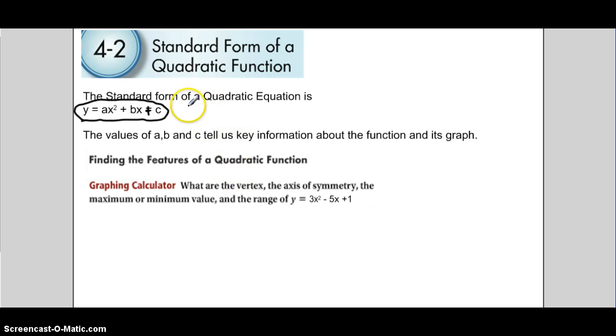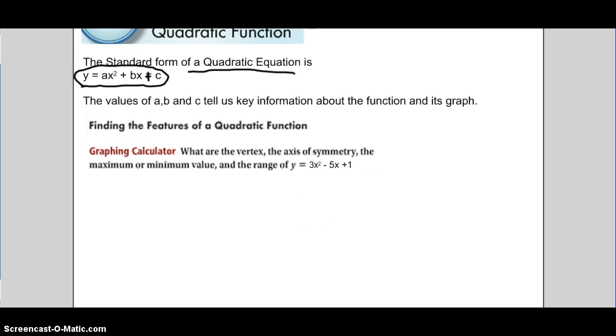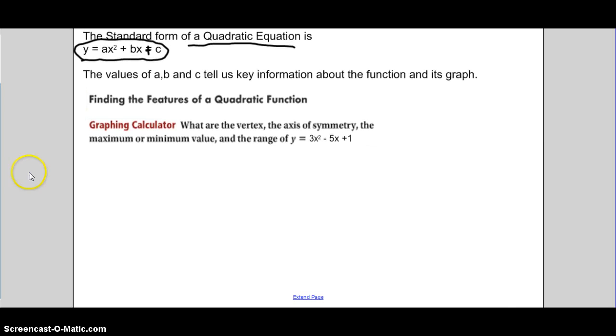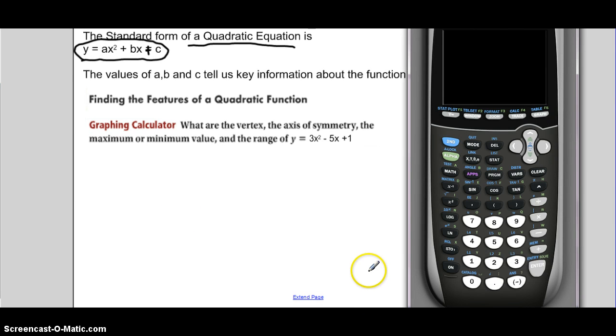This is the standard form of any quadratic equation. The values a, b, and c tell us key information about the function in the graph. So let's talk about first finding our features in a quadratic function. We'll use a calculator for this one. Get that back up here.